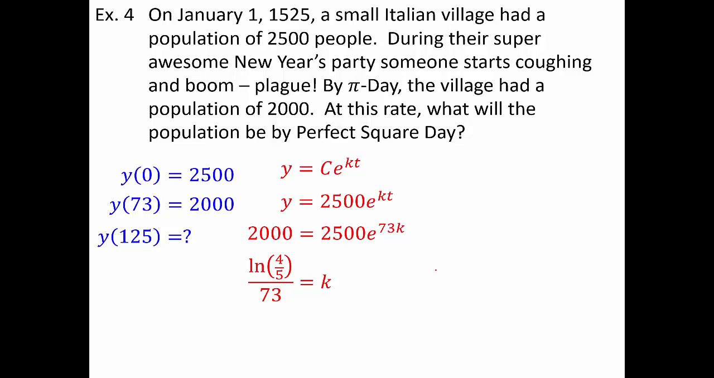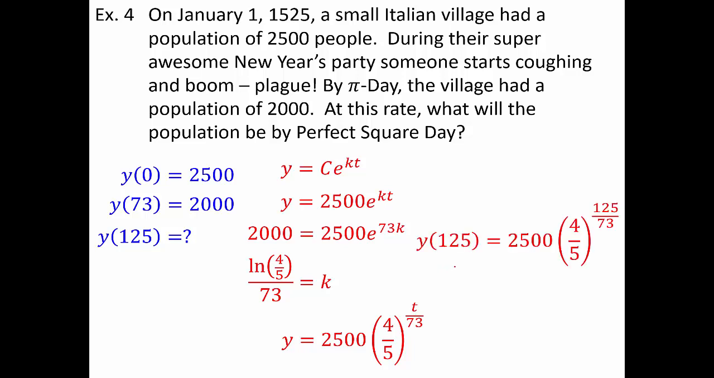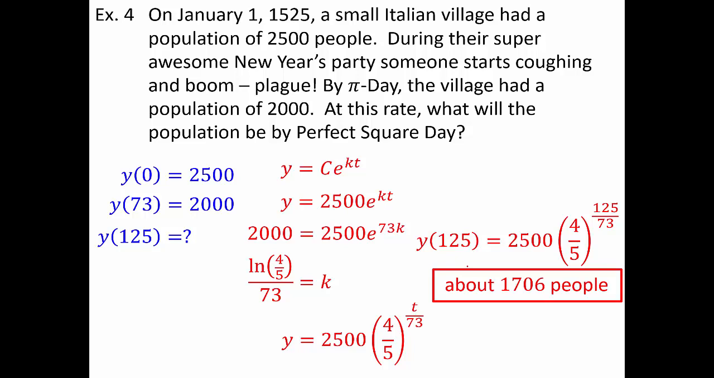Taking the k value and plugging it back in, I'm going to get y equals 2,500 times 4/5 raised to the t over 73. The question was asking what will the population be by perfect square day, which is day 125 of the year. Plugging in 125 for t, I get this expression. Take a moment, type that into your calculator. You should get about 1,706. So we started with 2,500 people. By day 73, there were 2,000 people. By day 125, there are 1,700 people.